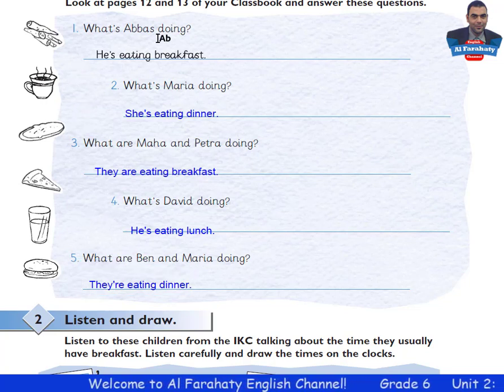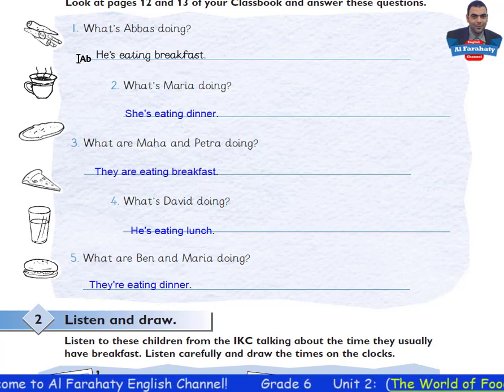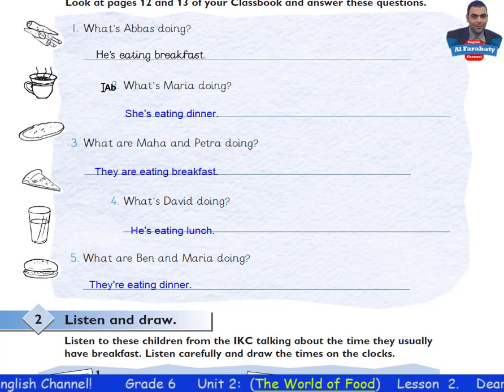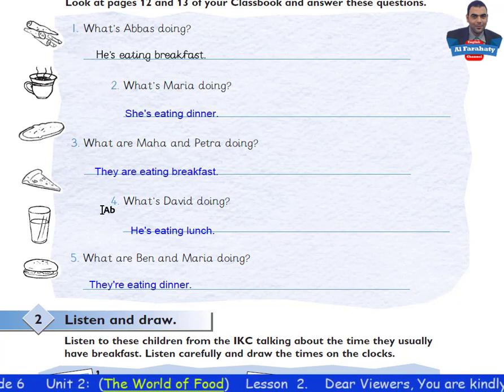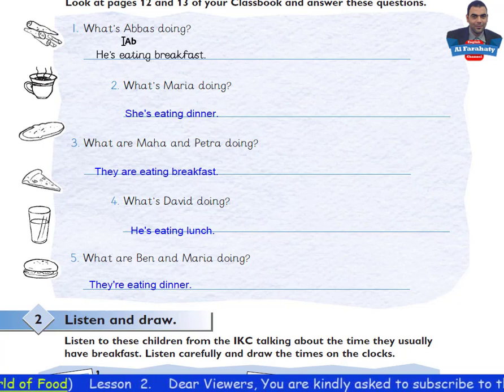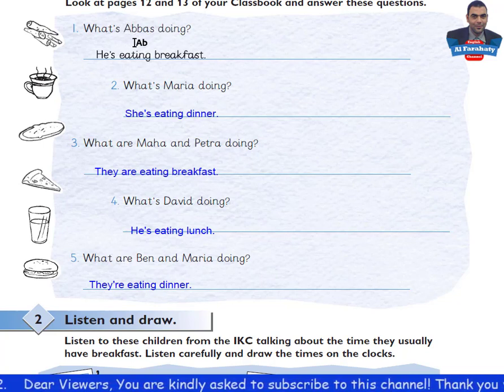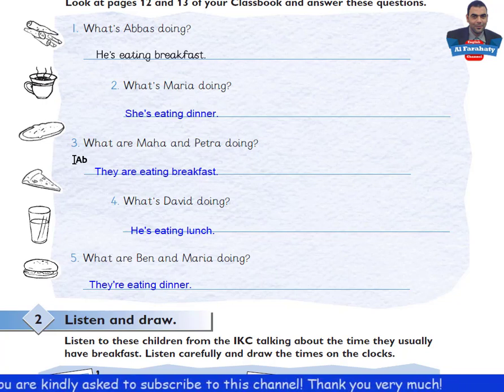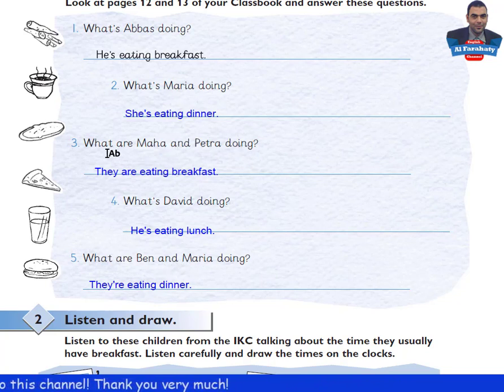If you look at these questions and the answers, you will find that in questions 1, 2, and 4, is used because we have a singular subject. But in questions 3 and 5, we have plural subjects. So are is used here. Okay? You studied the present continuous tense in Unit 1. You are asked to revise it again in order to be able to ask and answer questions like these.